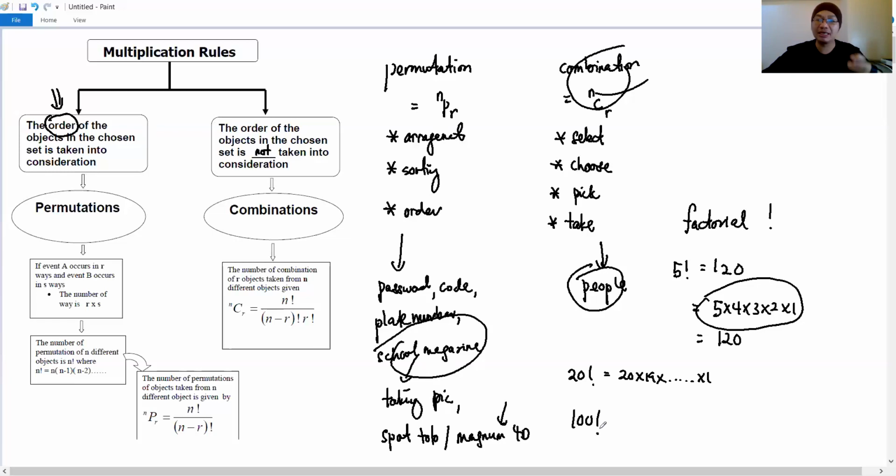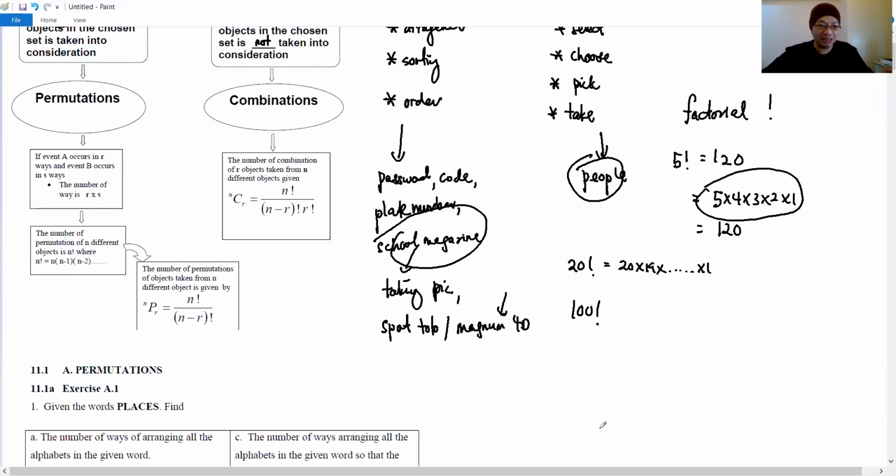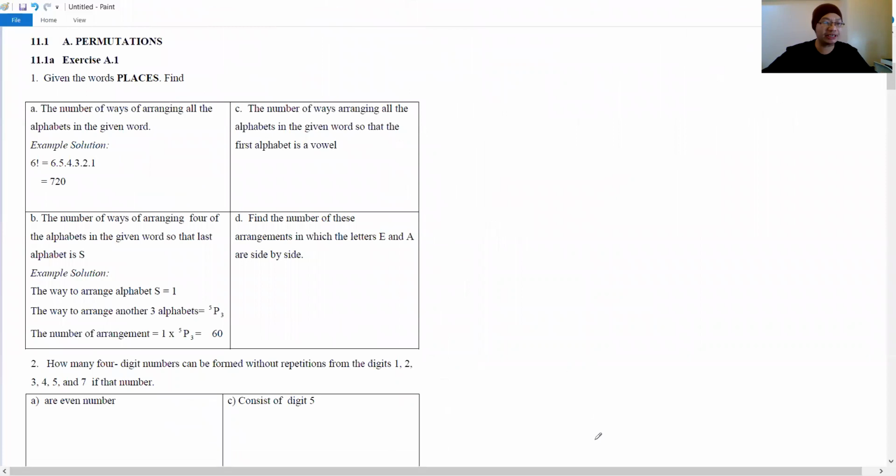Okay, guys, let's look at the example question about permutation. So next page here. So this is the example question for the permutation. Read the instruction carefully. Given the word PLACES, how many letters do we have here? We have 6 letters. So all total is 6 letters.